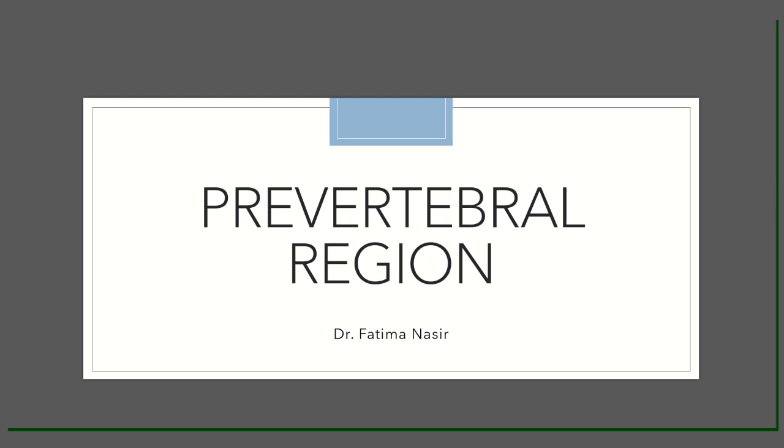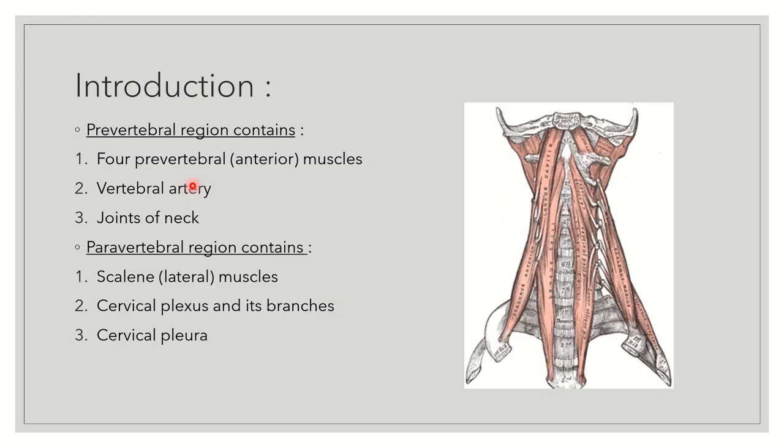Today I will discuss the anatomy of the prevertebral region with its contents and a part of the paravertebral region with you people. Prevertebral region, as the name indicates, is present anterior to the vertebral column. It contains 4 prevertebral or the anterior vertebral muscles, vertebral artery and joints of the neck.